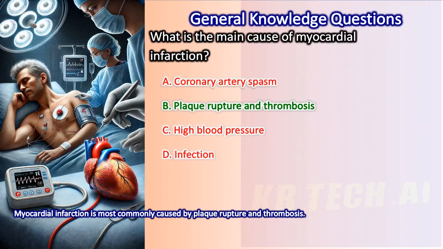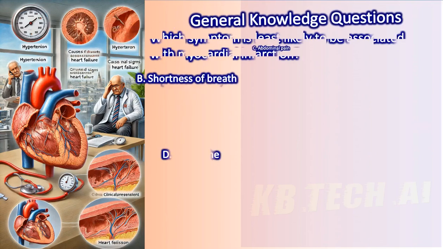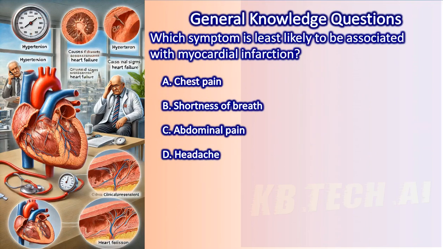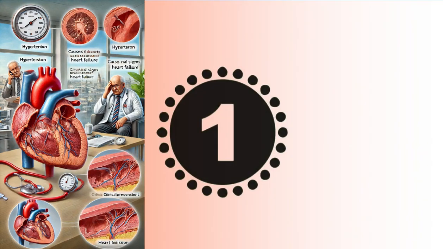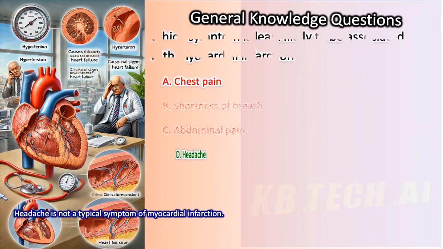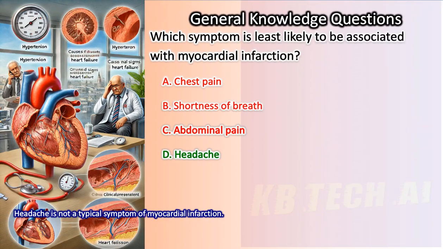Plaque rupture and thrombosis. Which symptom is least likely to be associated with myocardial infarction? Option 1. Chest pain. Option 2. Shortness of breath. Option 3. Abdominal pain. Option 4. Headache. The answer is option 4, headache.